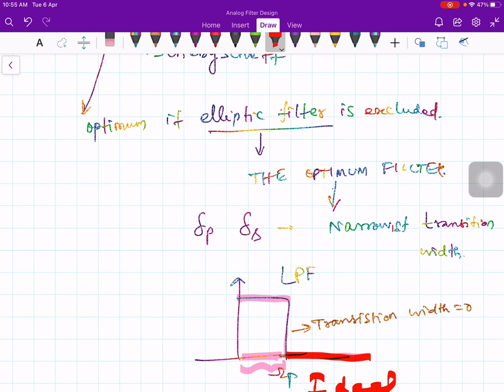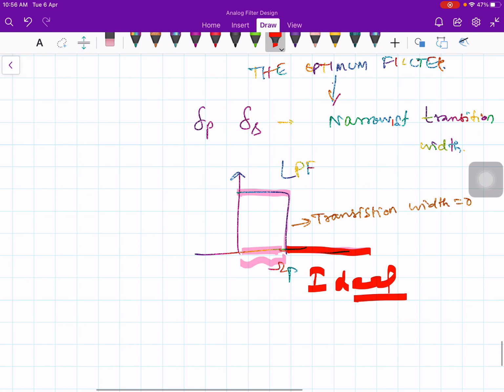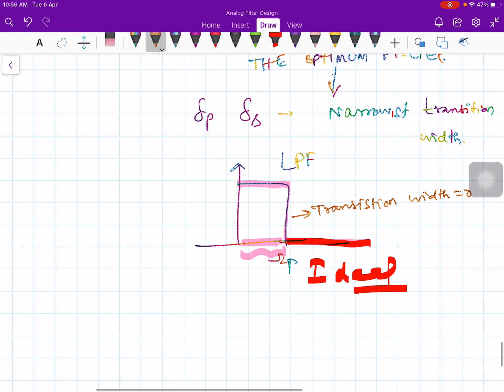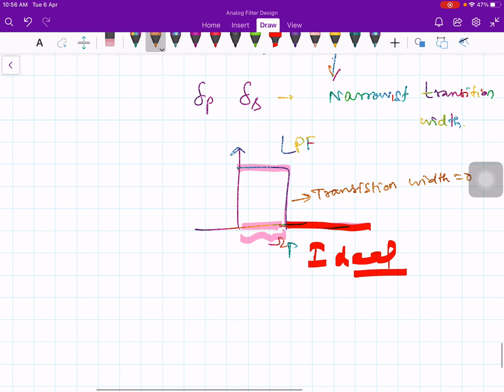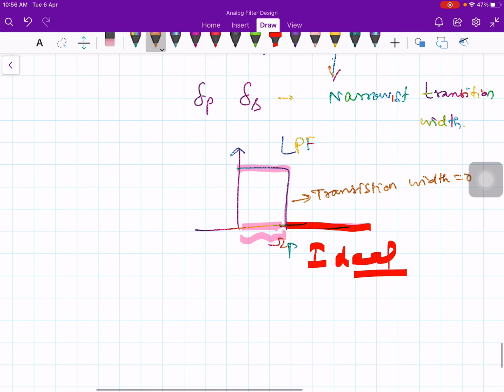Therefore, if you design a filter using the elliptic method, then the transition width is reduced. But again, there is certain complexity, so we can't always use the elliptic filter. That's why people prefer to use the Chebyshev filter. If you exclude the elliptic filter, then the Chebyshev low pass filter gives the narrowest transition band.